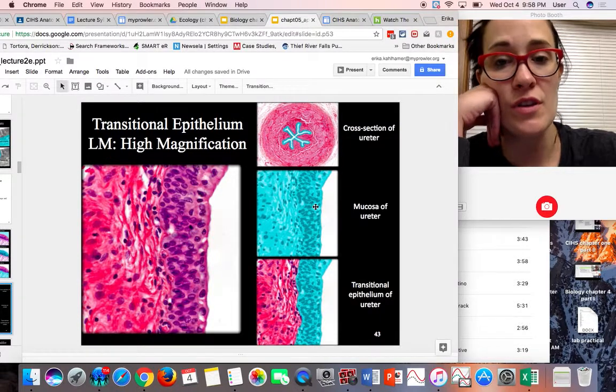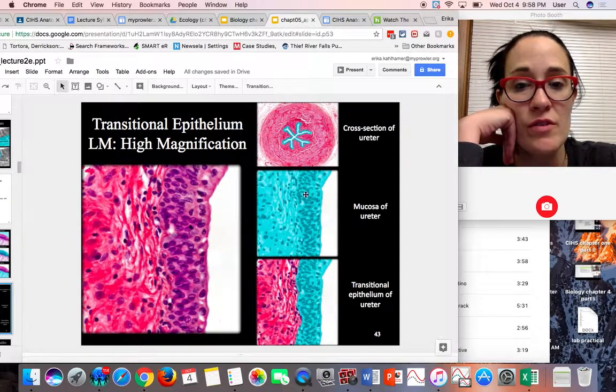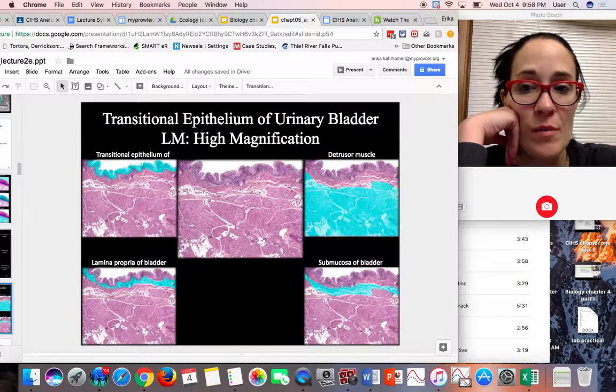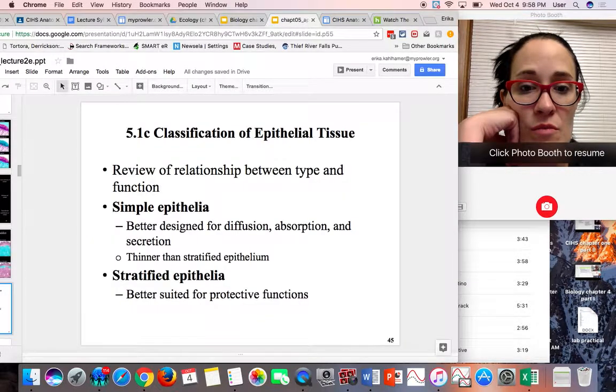So the different parts of the urinary system. This is the ureter, the tubes that carry the urine from the kidneys to the bladder. It all is capable of changing shape. Just more images of the bladder.